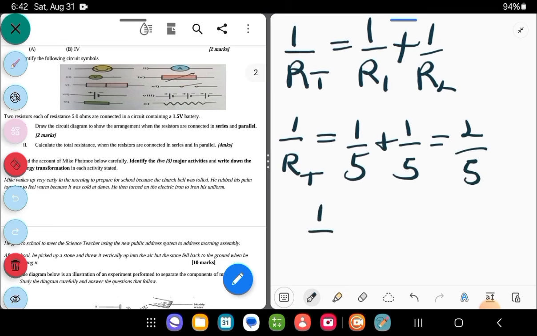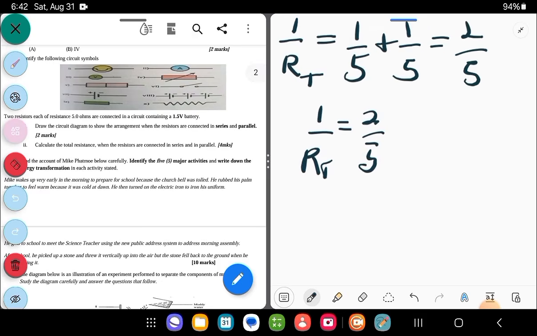So 1 over RT equals 2 over 5. Now when you do your calculation very well, you're going to have your RT to be 2.5. So that's 2.5 ohms. So that's what you were asked to find. That is for the parallel.